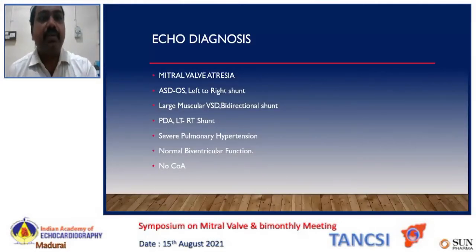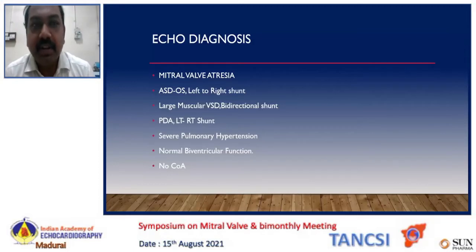So my final diagnosis was mitral valve atresia, ostium secundum ASD with a left to right shunt, a large muscular VSD with a bidirectional shunt, and a patent ductus arteriosus with a left to right shunt, with severe pulmonary hypertension, normal biventricular function, and no coarctation of the aorta.